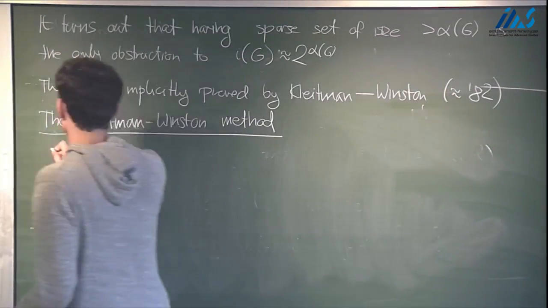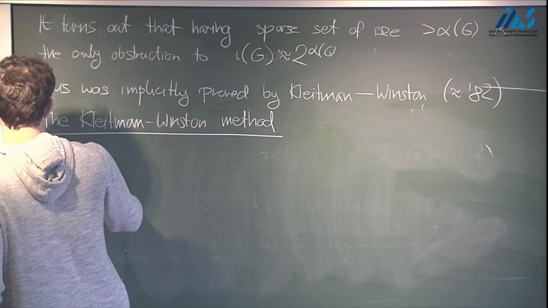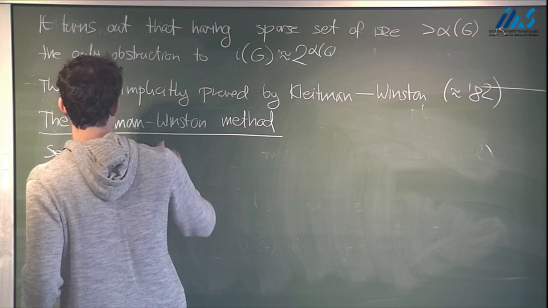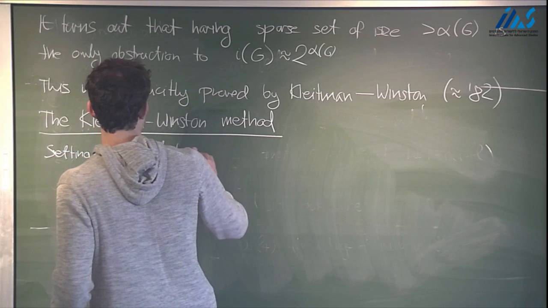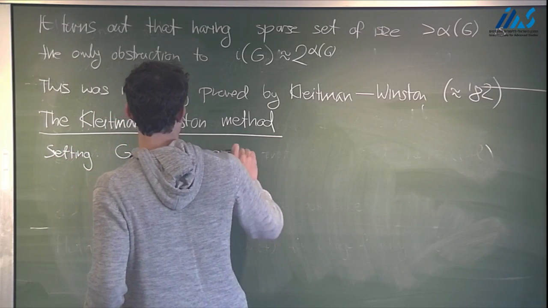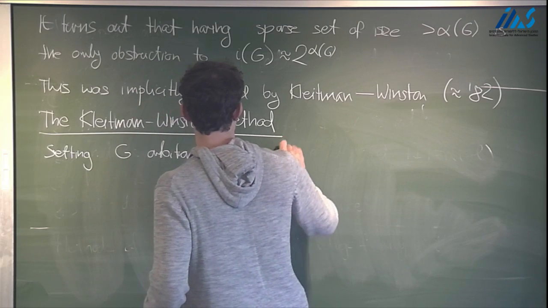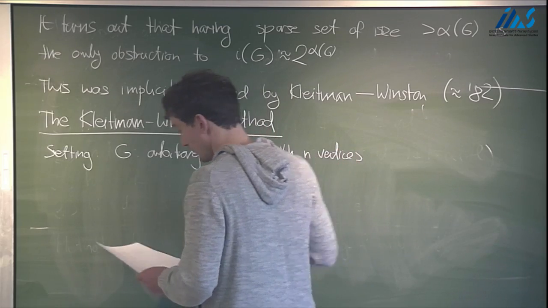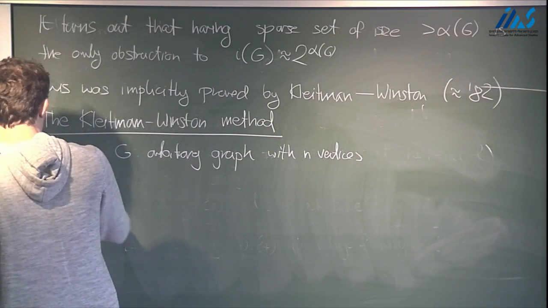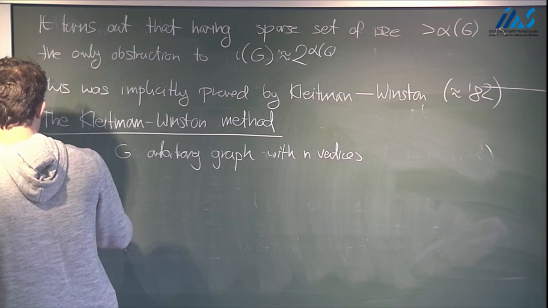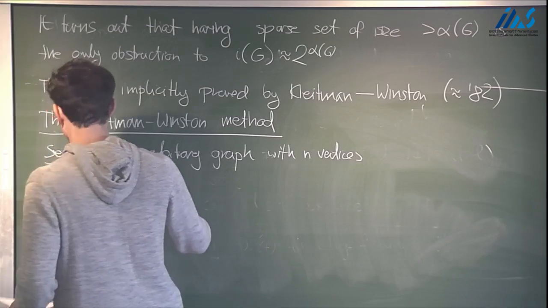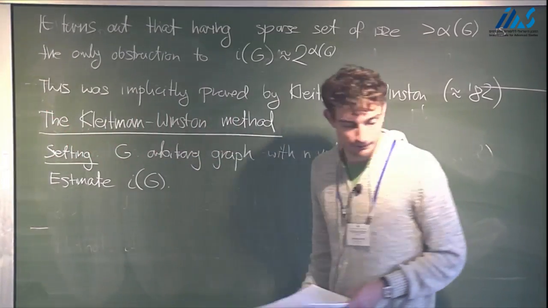So the setting will be the following. We have G, which is an arbitrary graph with n vertices, and we estimate the number of independent sets in G.